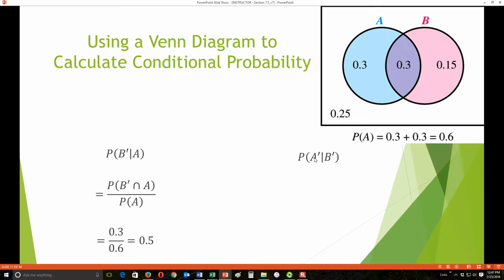The probability of A complement given B complement. That's the probability of intersection divided by the probability of B complement. Remember, A complement is the outside of A, B complement is outside of B, so their intersection is this 0.25, and the probability of B complement, the stuff outside of B, is the 0.3 and the 0.25, so 0.55, so our answer is 0.4545.